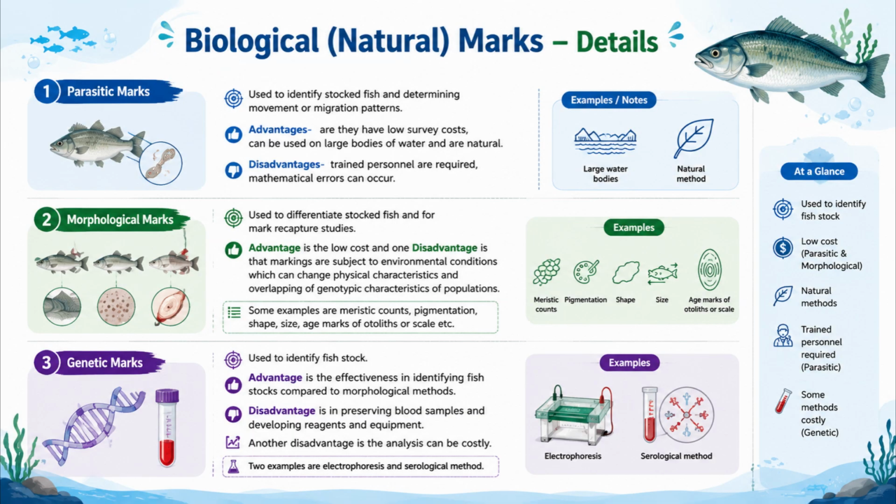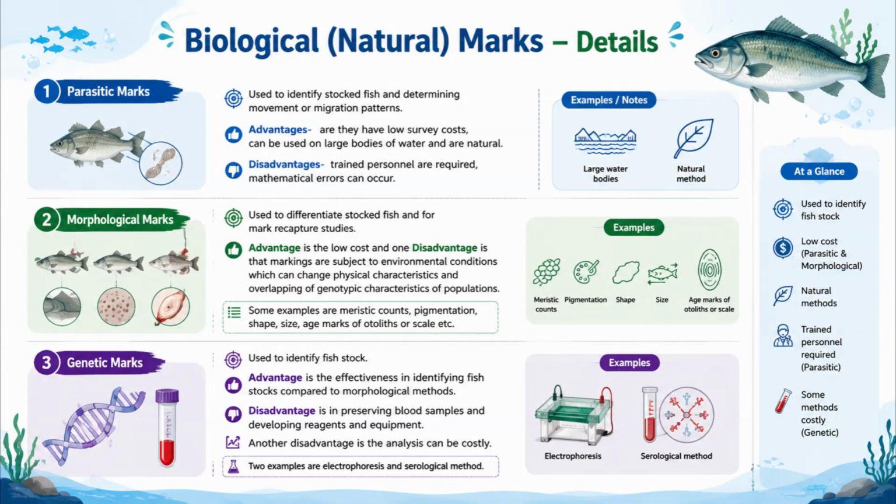Now let's understand the different types of biological or natural fish marks. The first type is parasitic marks. These are used to identify stocked fish and study their movement or migration patterns. The major advantage is that they are natural and have low survey costs, especially useful in large water bodies. However, trained personnel are required, and mathematical errors may sometimes occur.